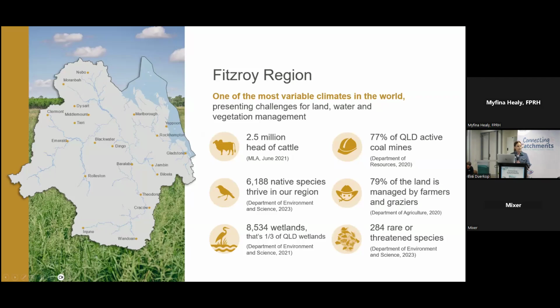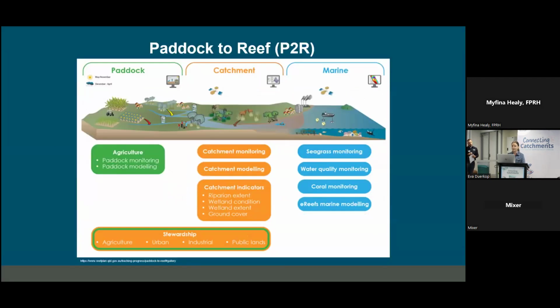As you can see up there, the statistic is that 79% of the land in the Fitzroy region is managed by farmers and graziers. The Paddock to Reef Integrated Monitoring, Modelling and Reporting Program provides the framework for evaluating and reporting progress towards the Reef 2050 Water Quality Improvement Plan targets throughout the Reef Water Quality Report Card.